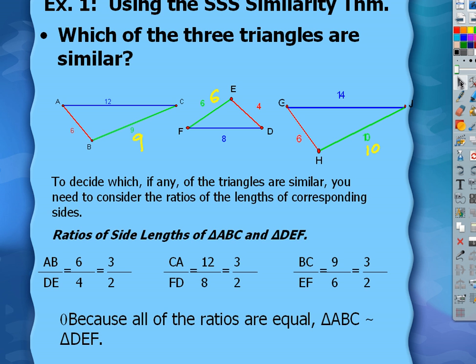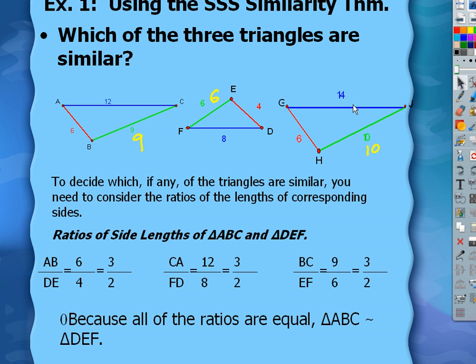So we could test, right? We got to see which are the corresponding sides. Now conveniently they have this color coded for us. The red sides all would go together, right? Because the red sides are the short sides. The lime green sides are the medium sides, and the long sides are the blue sides. And if these are similar, wouldn't you agree that the short goes with short, medium goes with medium, long goes with long? It has to, right? So we'll look at those ratios.